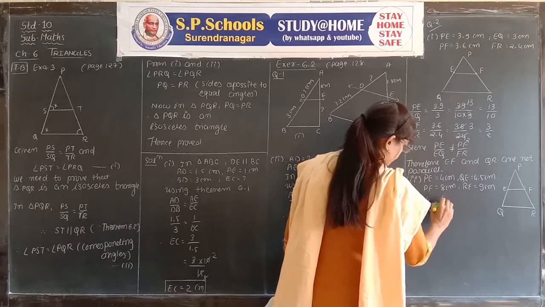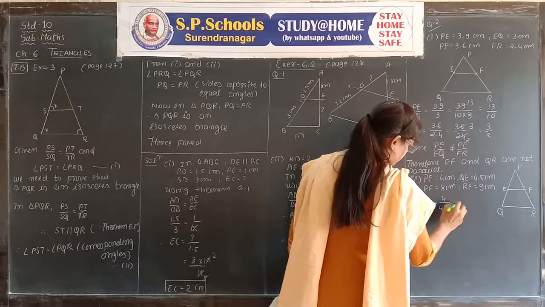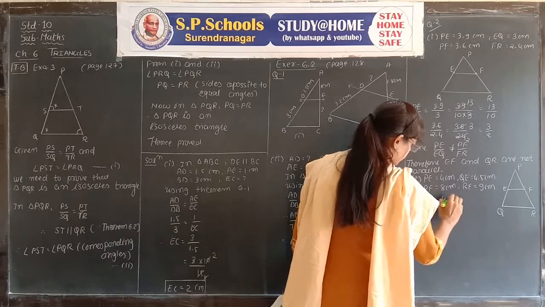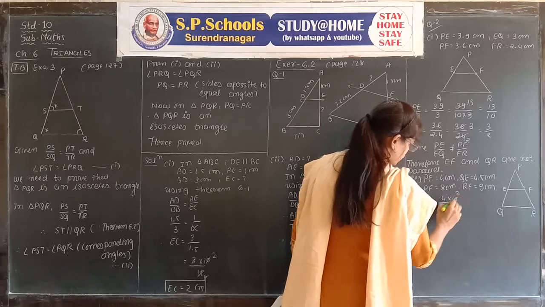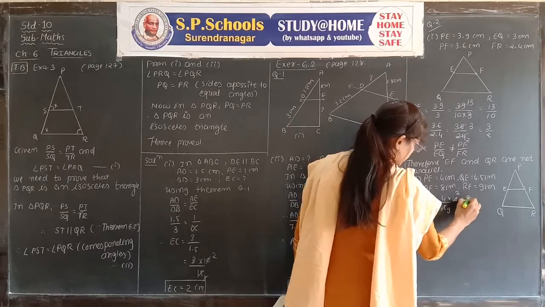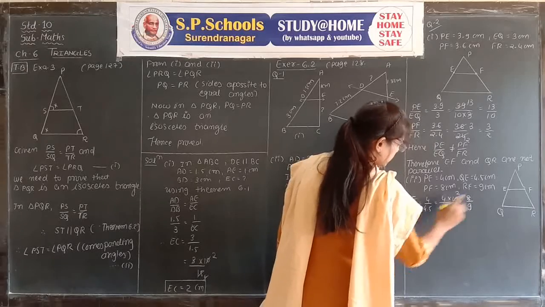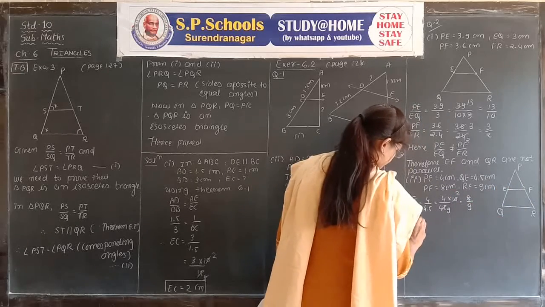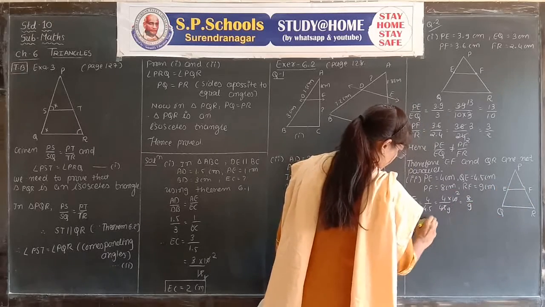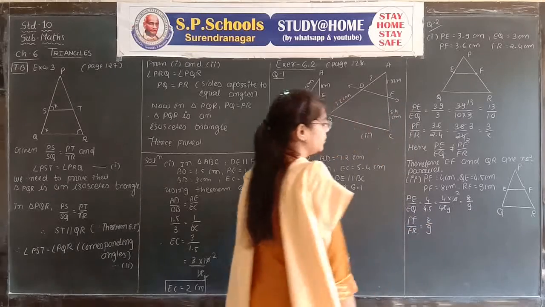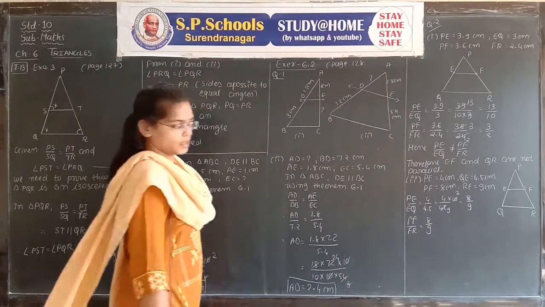4 upon 4.5, into 10, 5 2s are and 5 9s are, which is 8 upon 9. And the next is PF upon FR is equal to 8 upon 9. The ratio is equal.